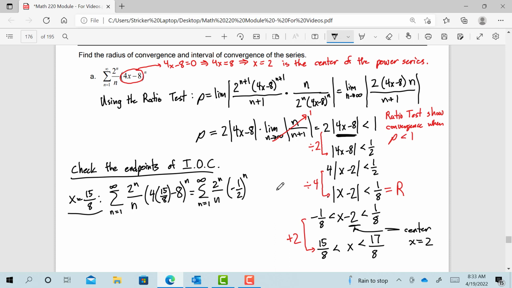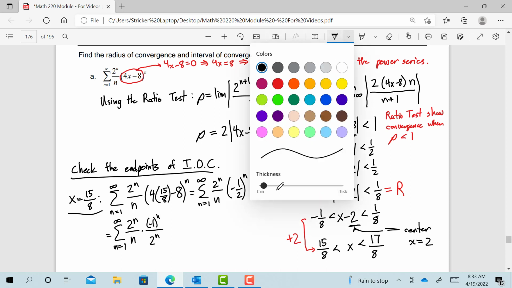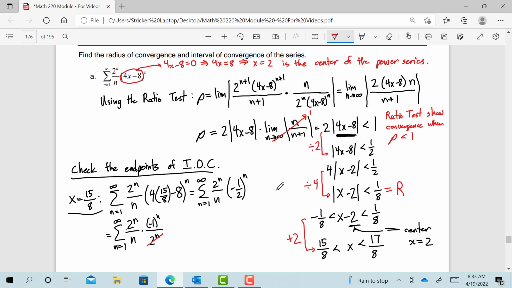Okay, well that also simplifies because we can apply that n power to both the numerator and denominator for the negative 1/2 to the n. So this can be rewritten as negative 1 to the n over 2 to the n. And then our 2 to the n's will cancel. Hopefully that makes sense. And we're left with very simply a series, not a power series because we don't have x anymore, but a series that is something we've seen before.